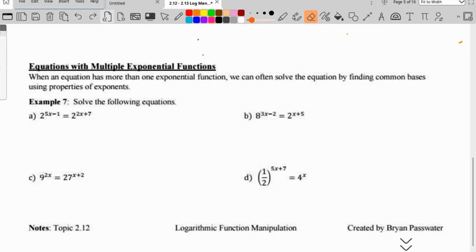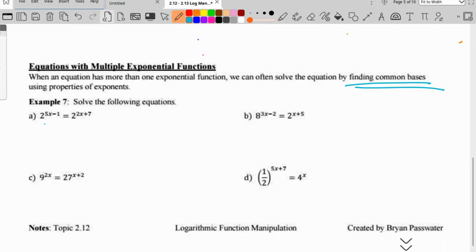Okay, so let's solve the following equations. It says when an equation has more than one exponential function, we can often solve the equation by finding common bases. These are going to be simple, so let's see if we can knock all 4 out real quickly. The first one's the easiest because they're already written with a common base.